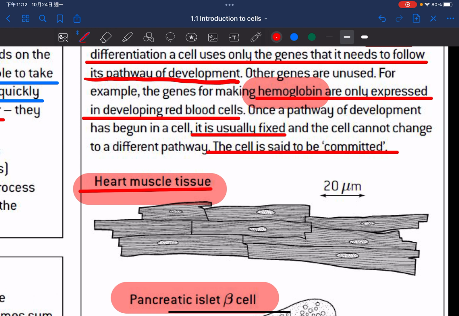Committed. Or maybe you can say the cell is fixed, but we rarely use those words. We always use the word committed, just because the cell cannot change its function, its morphology or its shape. It can just express its function or the properties of life assigned to it.